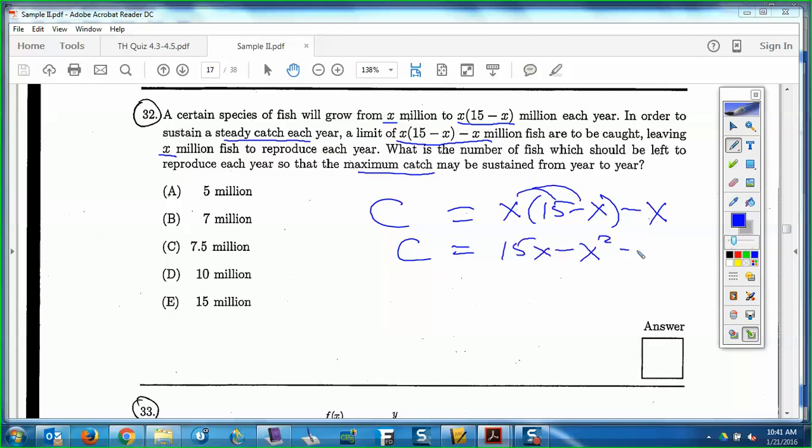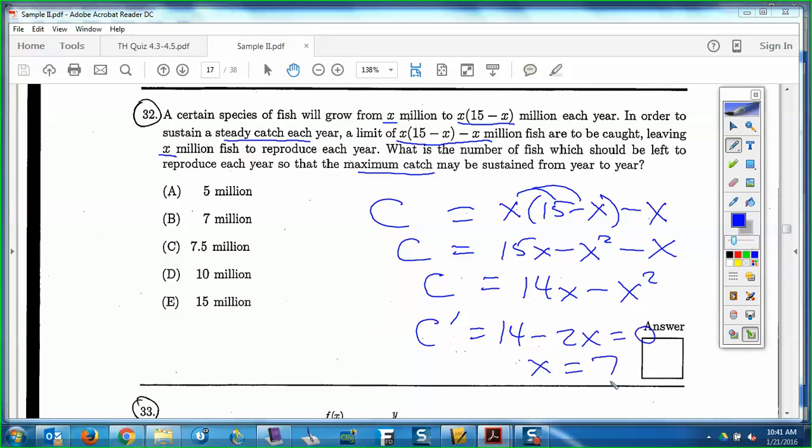15x minus x squared minus x, which would be what? 14x minus x squared? That's actually what we're talking about, maximize. Well, that's just a simple upside down parabola, right? So C prime would equal 14 minus 2x. Set that equal to 0. X would equal 7. And since that's our only candidate, I don't really need to justify it or anything because it's a multiple choice problem. I don't really care about that. But also I could say, hey, this is just a simple upside down parabola. The max is going to be where the derivative is 0, which is at 7 million. So they should have 7 million fish in there to maximize how many would be caught.